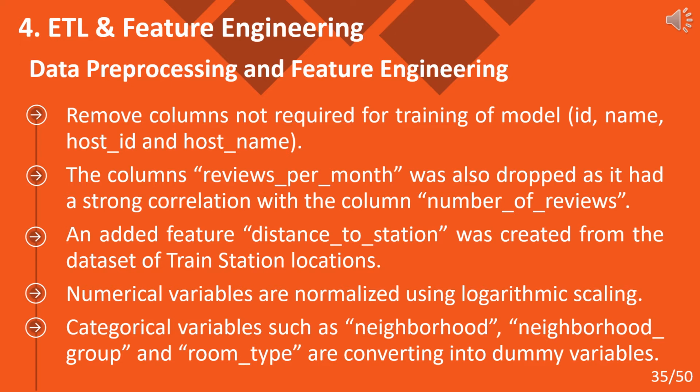Numerical variables are normalized using logarithmic scaling. Categorical variables such as neighborhood, neighborhood group and room type are converted into dummy variables.